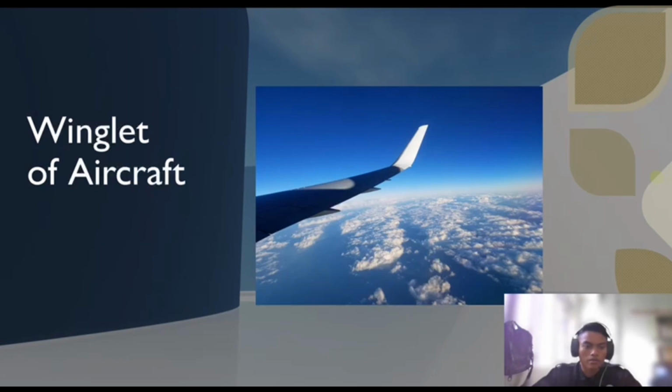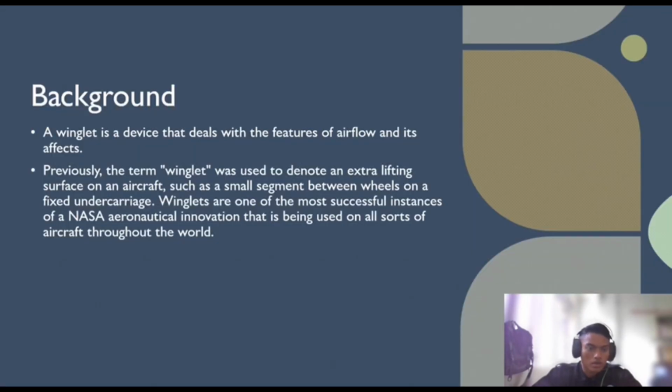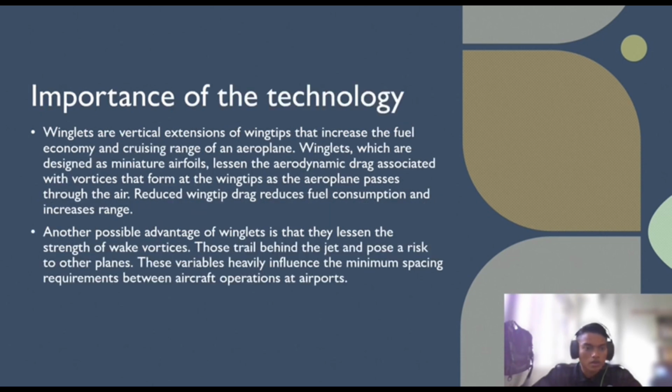Winglet of aircraft. A winglet is a device that deals with the features of airflow and its effects. Importance of the technology. Winglets are vertical extensions of wingtips that increase the fuel economy and cruising range of an aeroplane. Winglets, which are designed as miniature airfoils, lessen the aerodynamic drag associated with vortices that form at the wingtips as the aeroplane passes through the air.